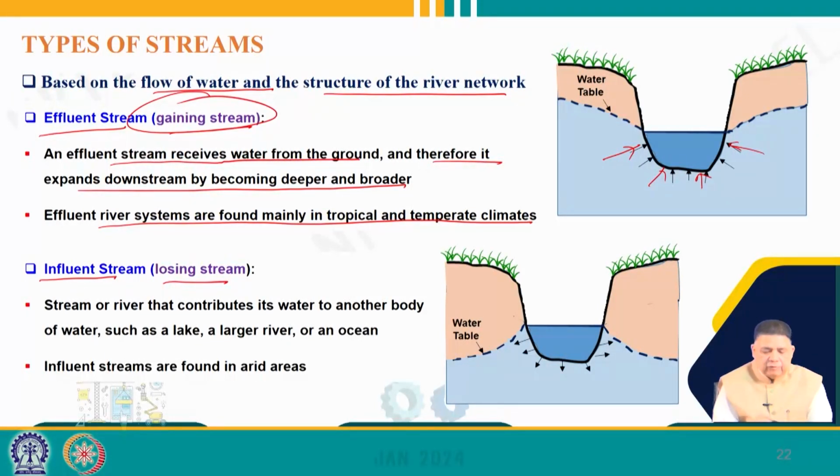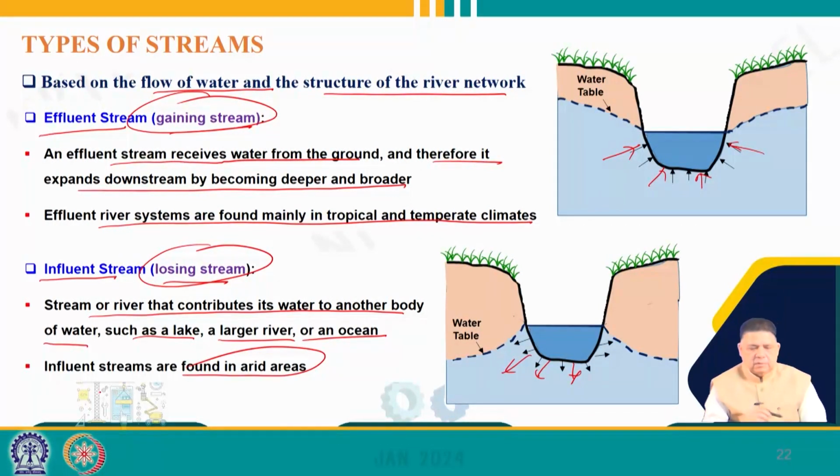On the other hand, an influent stream is a stream or river that contributes its water to another water body such as a lake, a larger river or an ocean, that means their flow pattern is such that they lose water, and that is why they are called losing streams, and they are found mostly in arid areas. So, we have seen the stream flow processes. Also, we have tried to classify streams based on the flow pattern or based on the flow of water and the structure of the river network.